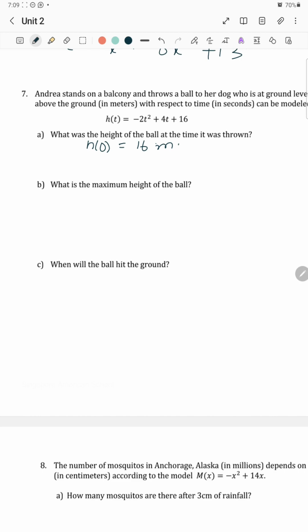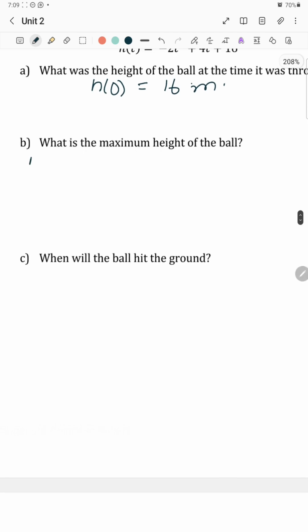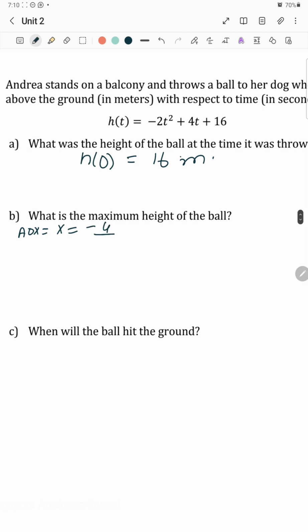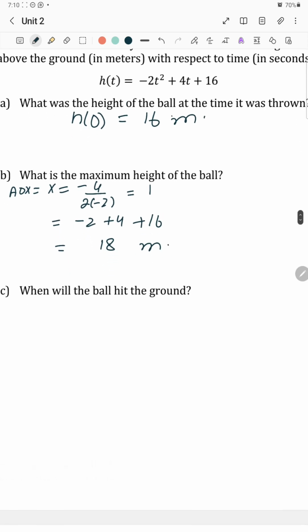What is the maximum height of the ball? For the height to be maximum, we first need to find the AOS, which is equal to x equals minus b over 2a, which is equal to 1. So now putting the value 1, plus 16, that is 18 meters, which is the maximum height.